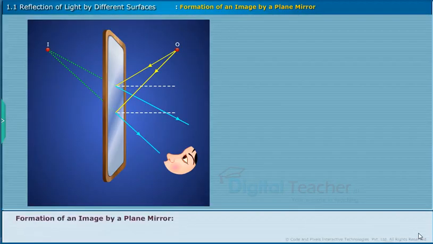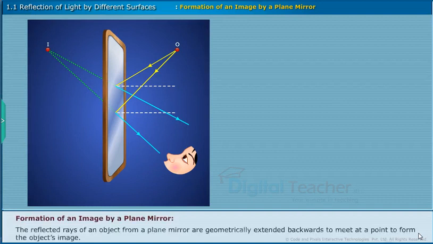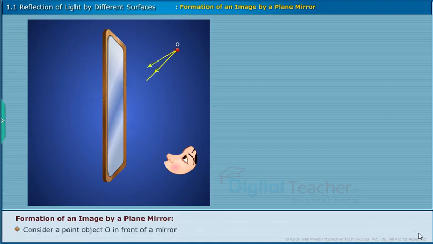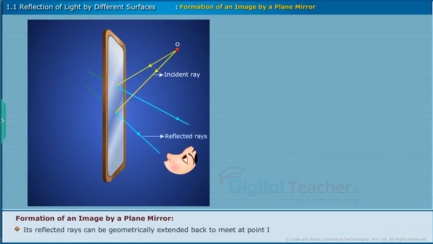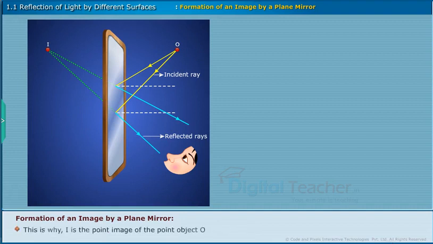Formation of an image by a plane mirror. The reflected rays of an object from a plane mirror are geometrically extended backwards to meet at a point to form the object's image. Let us use geometric models to understand this concept in detail. Consider a point object O in front of a mirror. Its reflected rays can be geometrically extended back to meet at point I. From the image, the reflected rays seem to appear from the point I. This is why I is the point image of the point object O.